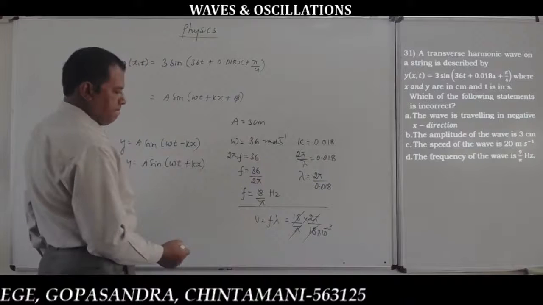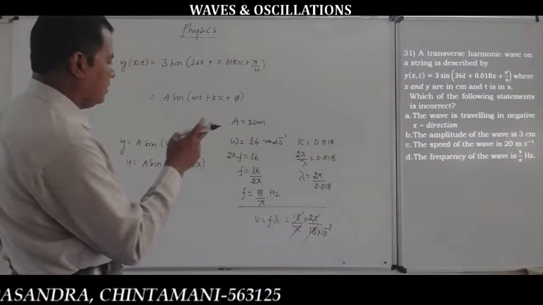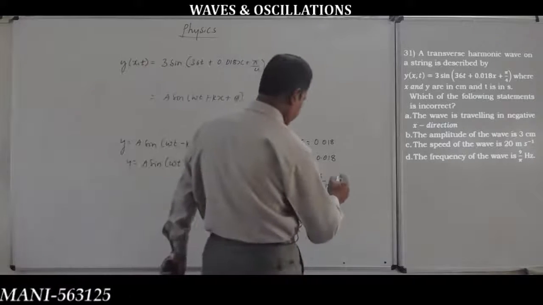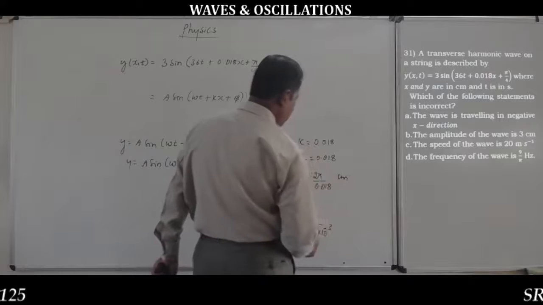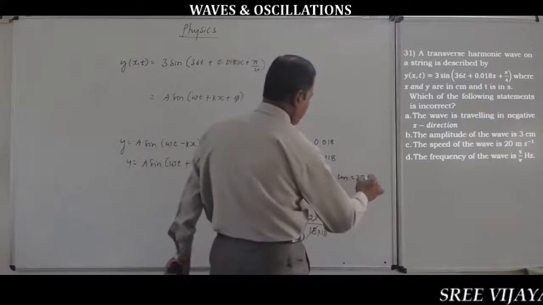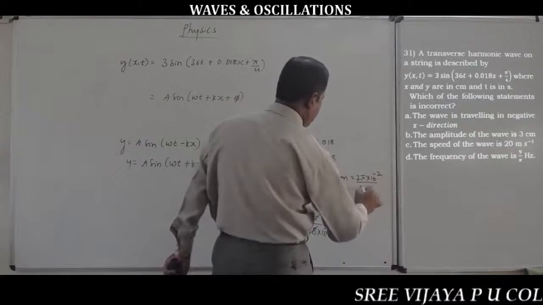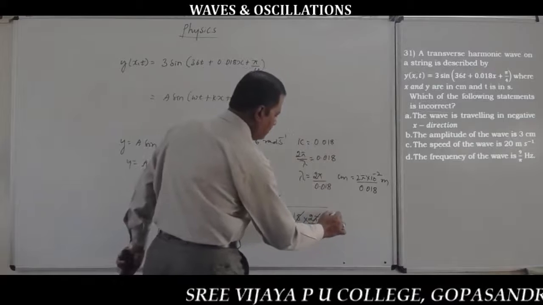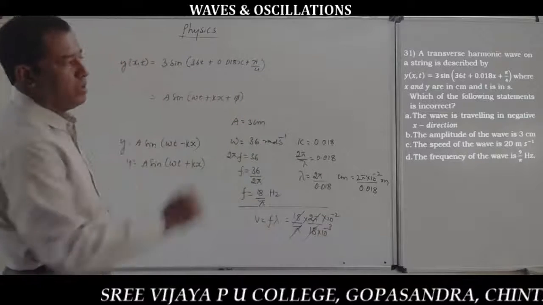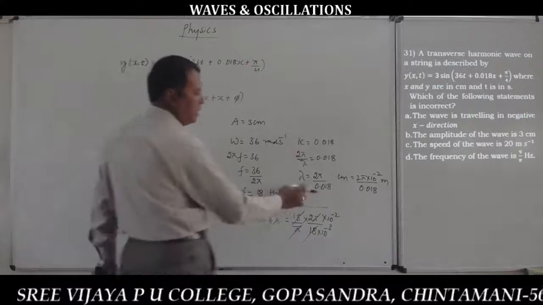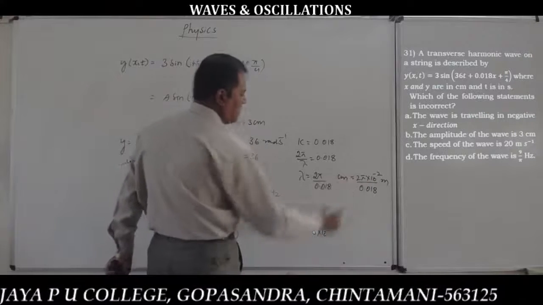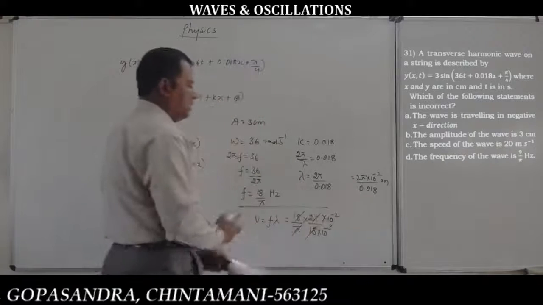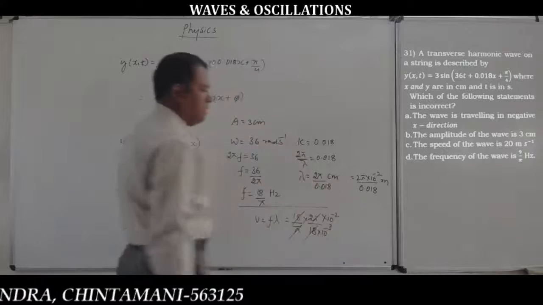Over here it is given in centimeters. So this should be taken as 2 pi into 10 power minus 2 by 0.018 meters. I will multiply this by 10 power minus 2, because it says that x and y are in centimeter. So the wavelength carries the unit centimeter here, therefore it is converted to meter. That is 2 pi by 0.018 into 10 power minus 2 by 0.018.